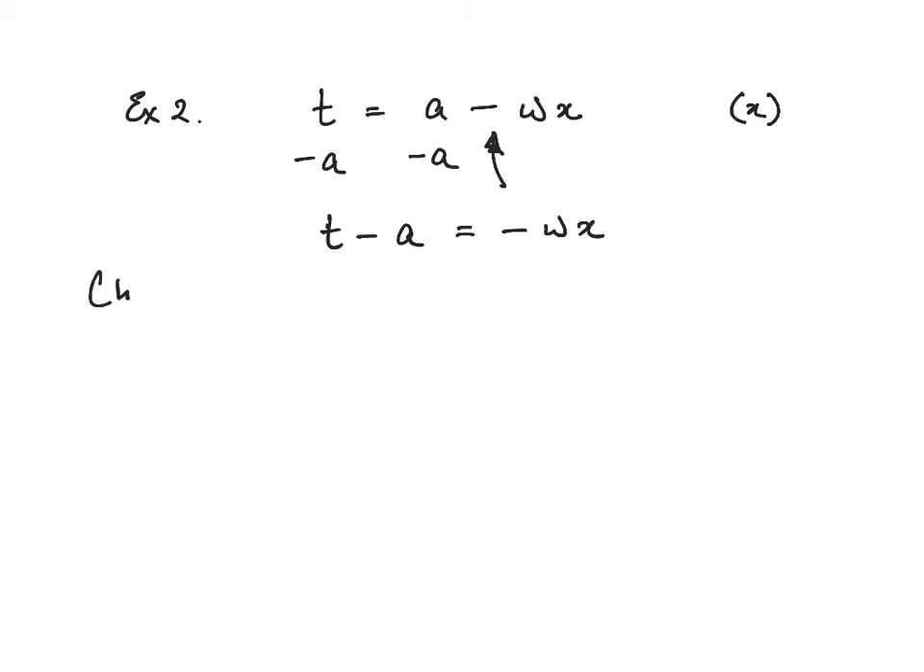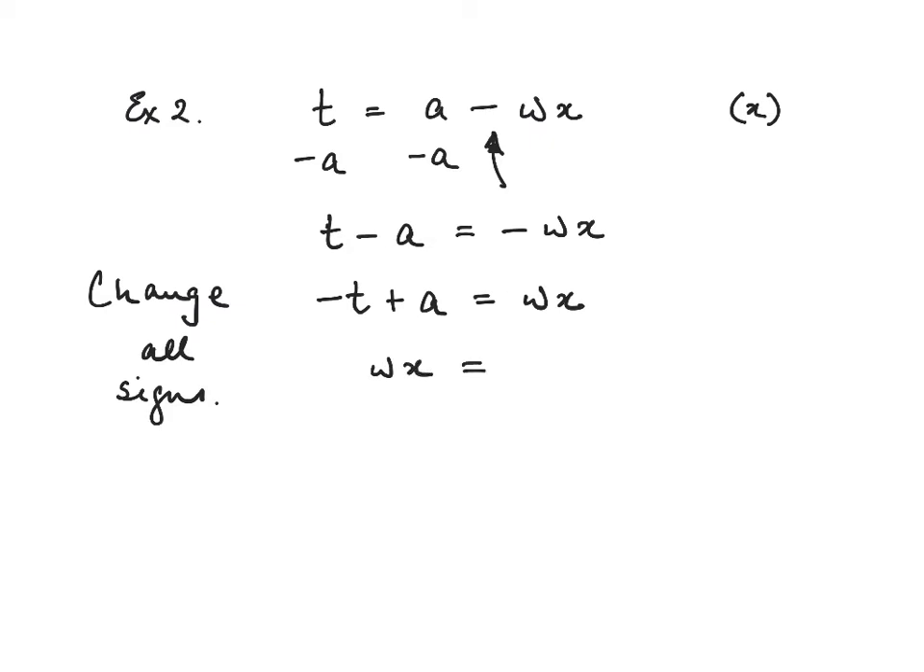Then we can change all signs. You've seen me doing that before in class. So a t which is positive becomes negative. The a which is negative becomes positive, and this becomes positive too. Let's swap sides.